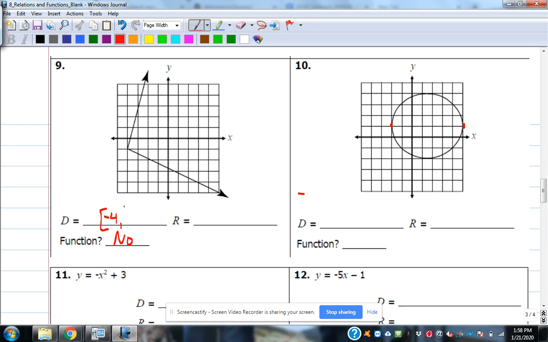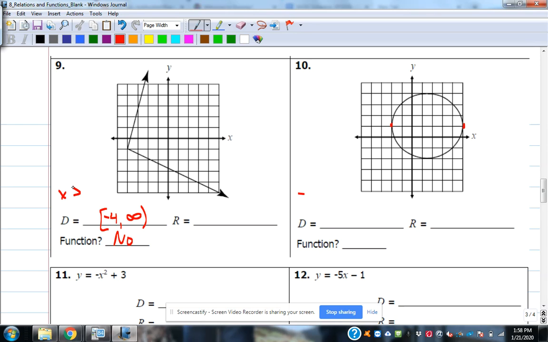And then what direction are both of those arrows going? Remember, we're talking about domain, so it's either left or right. They're both going kind of to the right. This one's going up and to the right, and this one's going down and to the right, but they're both going to the right. So what are they going to get toward? Positive infinity. That would be the interval notation for that.